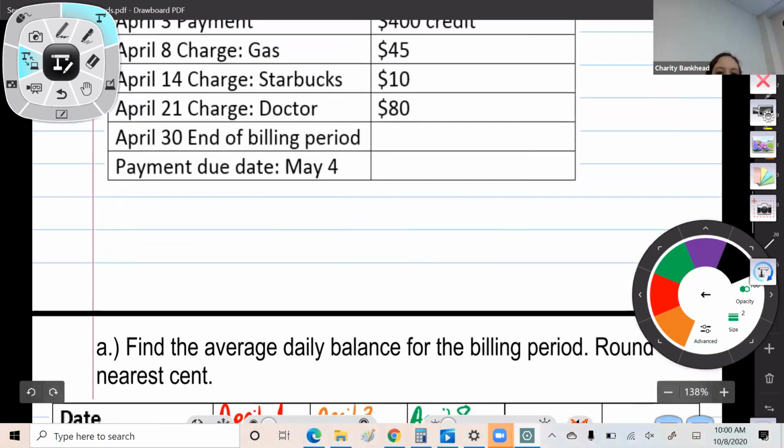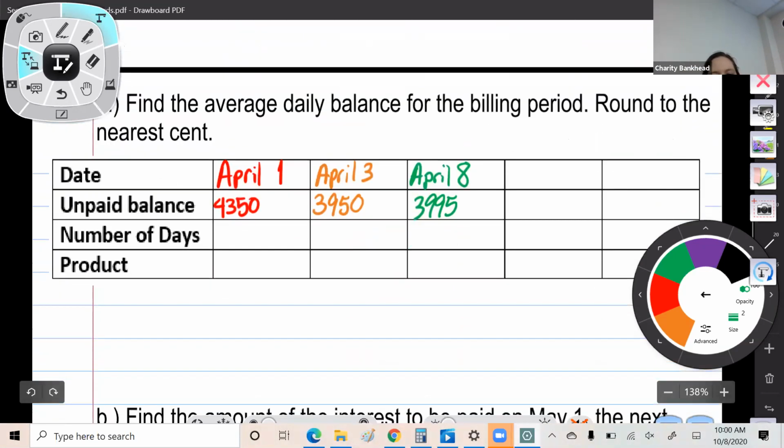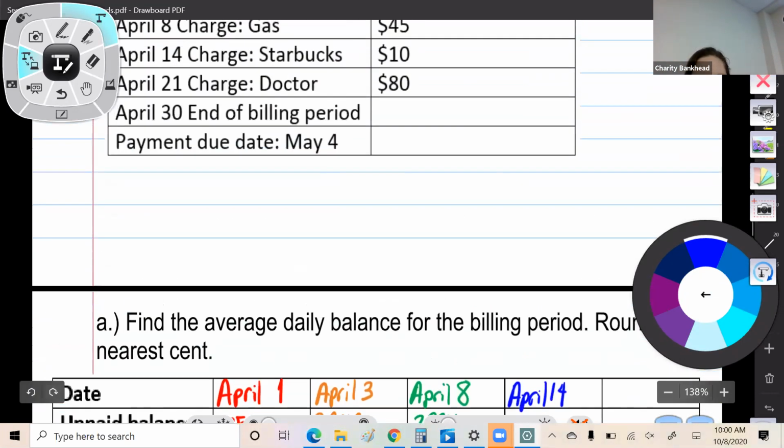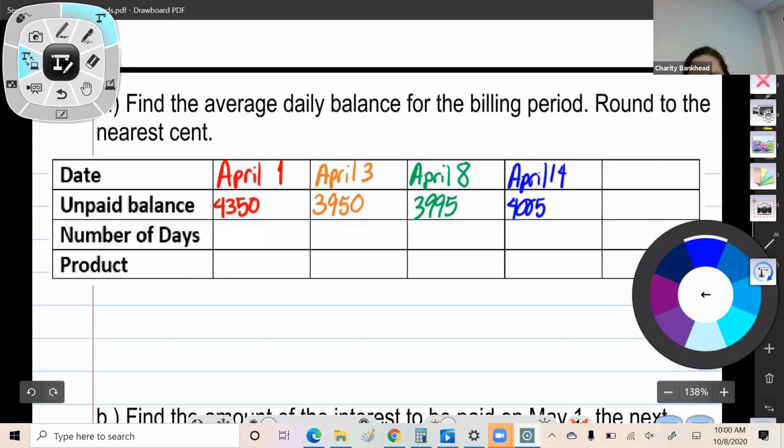And then the next thing that occurred was on the 14th, a charge of $10. So just add $10 to that, and that's $40.05. And then the next thing that happened is on April 21st, a charge of $80. So add $80 to that, that would be $40.85.